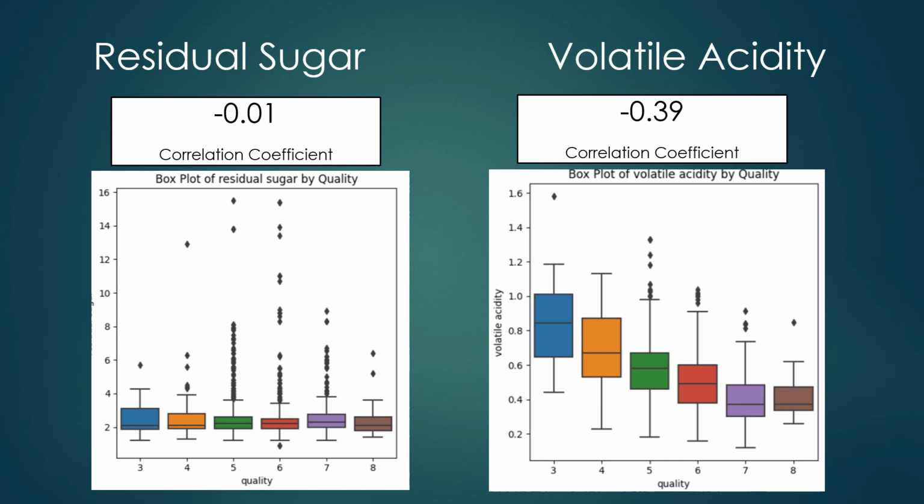Now let us look at the variable volatile acidity. Volatile acidity is a measure of the wine's volatile acids or gaseous presence. And this variable has a moderate negative relation of minus 0.39 with quality of wine. So this means the higher the volatile acidity, the lower the quality of wine. And we see this in the box plot. The median value of the volatile acidity is decreasing as the quality of wine increases.